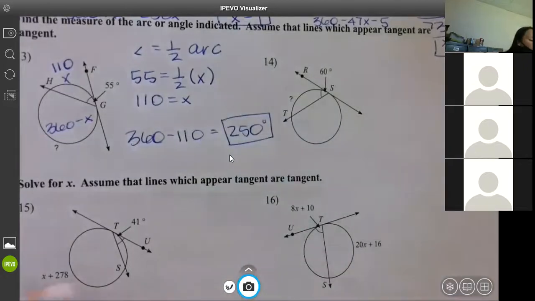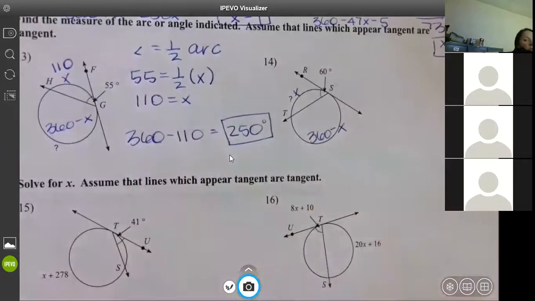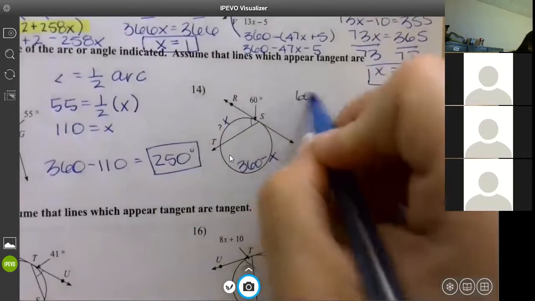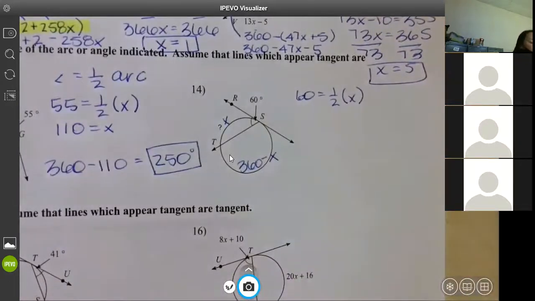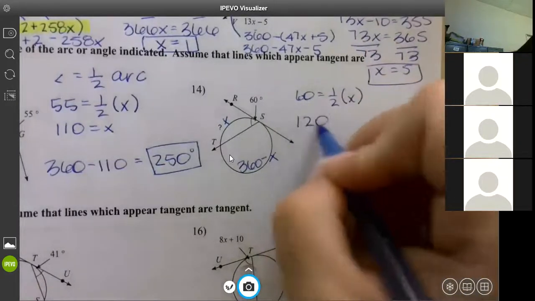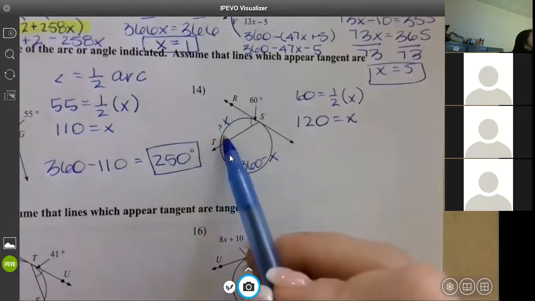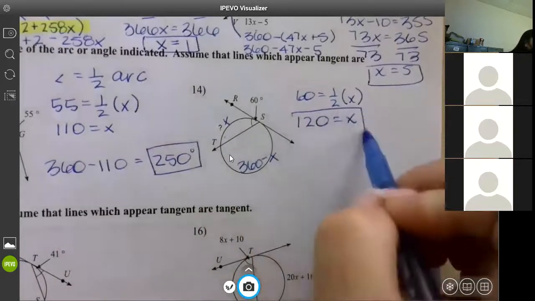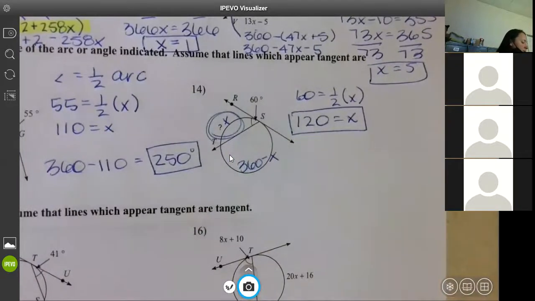So same thing on this one. I would label your smaller one X, your bigger one 360 minus X. So our angle, which is 60, equals half of our arc X. We're going to multiply by 2. I get 120 equals X. We were looking for X this time, so we're good to go. You don't have to subtract it from 360 because X is right here. Again, just watch what it's asking you to do.